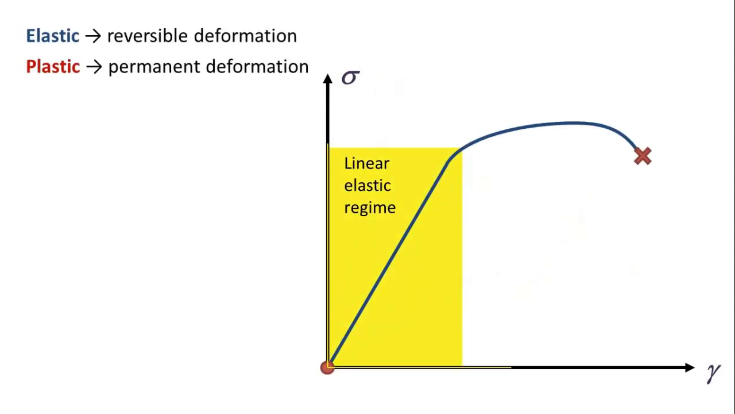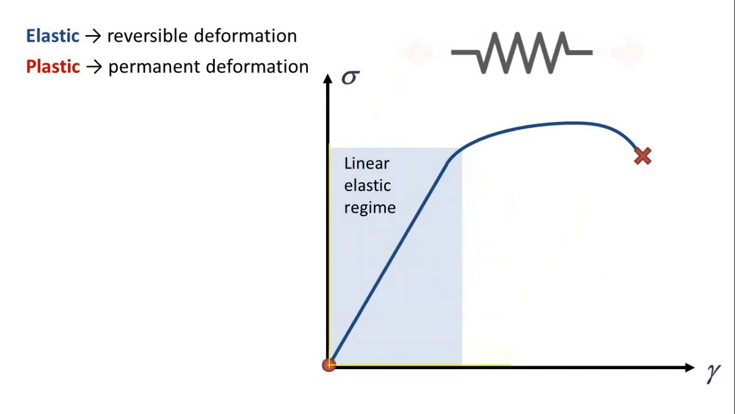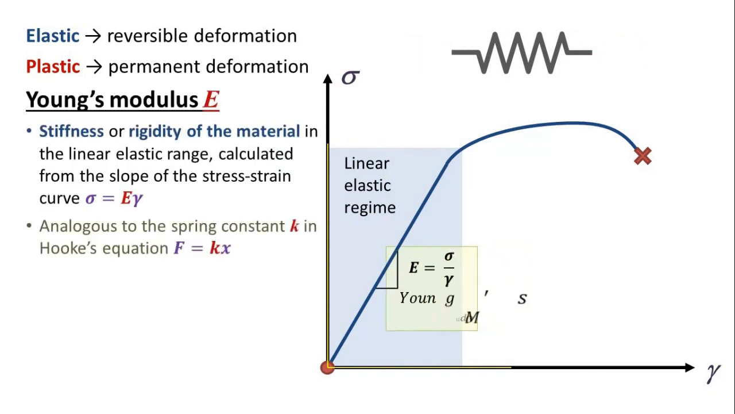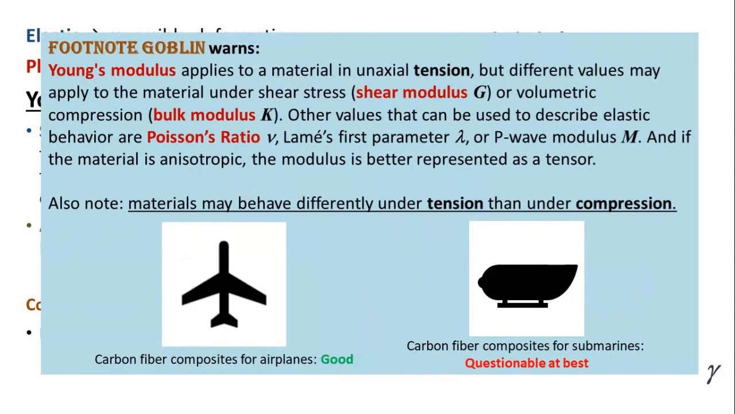This straight segment is the linear elastic regime, where the material acts like a simple spring and can be bent or stretched without incurring any permanent deformation. The slope of the line is the tensile modulus or Young's modulus. This is analogous to the stiffness or the spring constant of a simple spring. The higher the modulus, the steeper the slope, the stiffer the material. The inverse or opposite of stiffness is compliance or flexibility.